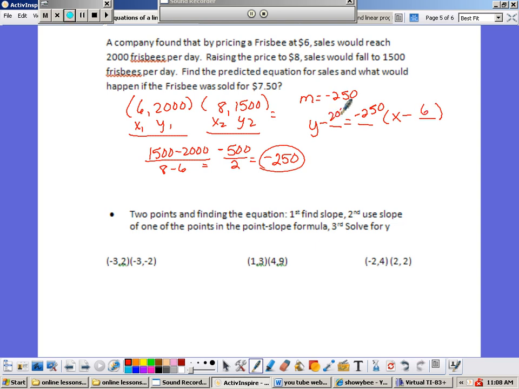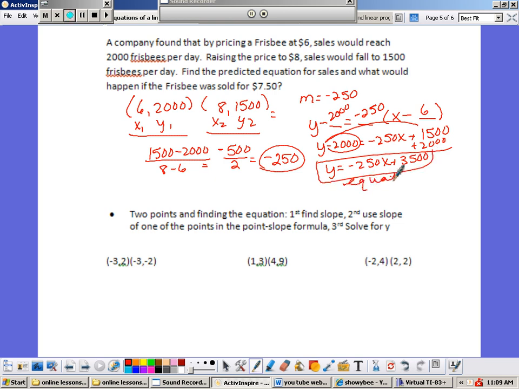So y minus 2,000 is equal to negative 250 times x minus 6, which is negative 250x plus 1,500. Move my 2,000 over. Y is equal to negative 250x plus 3,500. There is my equation. So if I have 2 points, what I do first is I find the slope, then I use the slope and one of the points in the point-slope formula, and I solve for y.